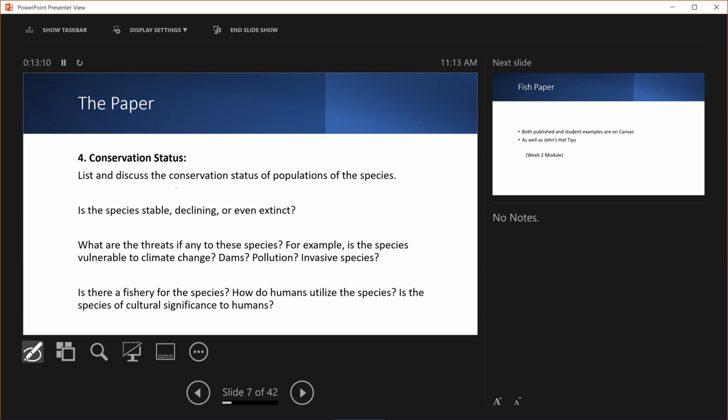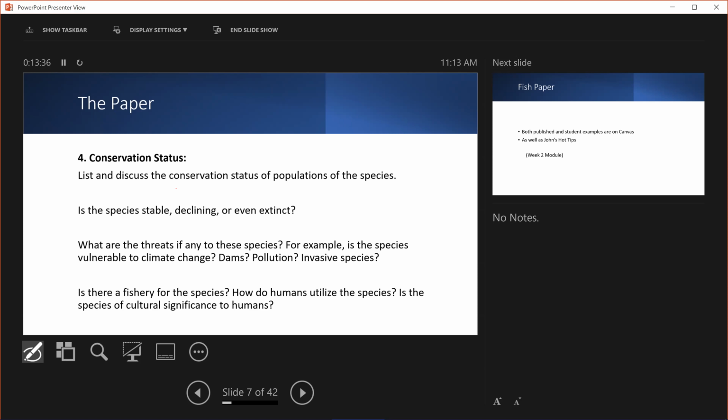And finally, conservation status. List and discuss the conservation status of the species. Is it stable, declining, extinct? You should be able to find a lot of information about some species, and some are just data deficient. It'll be much more difficult to find information. You can always switch if you need to. If another species is open, and you just can't get enough references, you might want to make it easy on yourself.